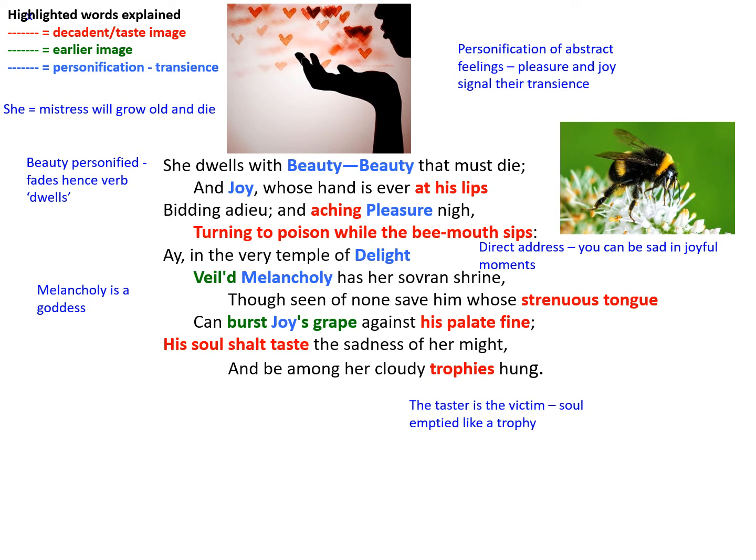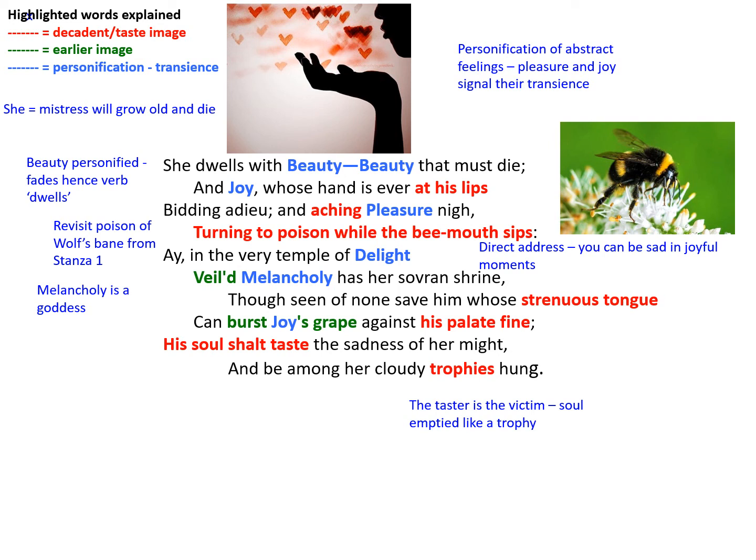It's this ongoing sense and bombardment of all these images we've encountered before. For example, the poison that pleasure takes. It's a revisit of the poison that was in line 2 of wolfsbane from stanza 1. So these things that were poisonous are now in direct, heady mix with each other. Equally, we've got the encounter of what happens there. "Though seen of none save him whose strenuous tongue can burst joy's grape against his palate fine."